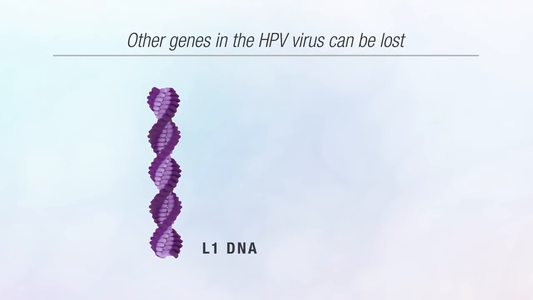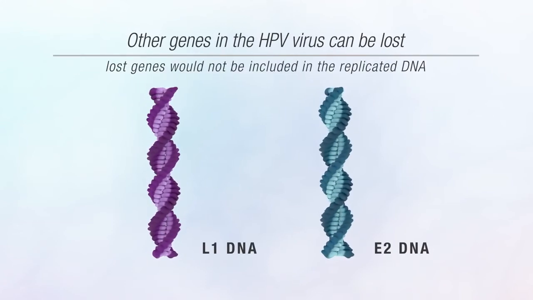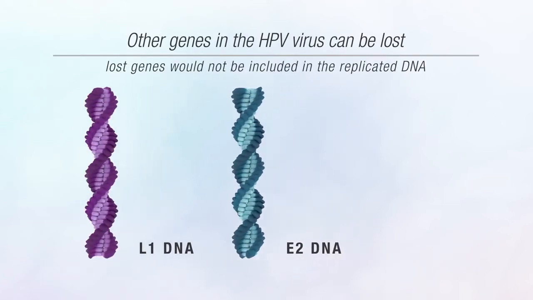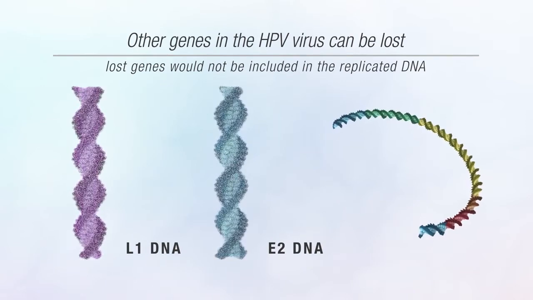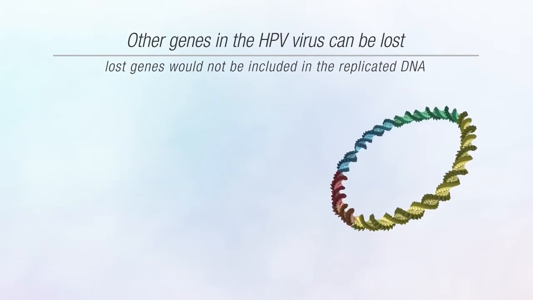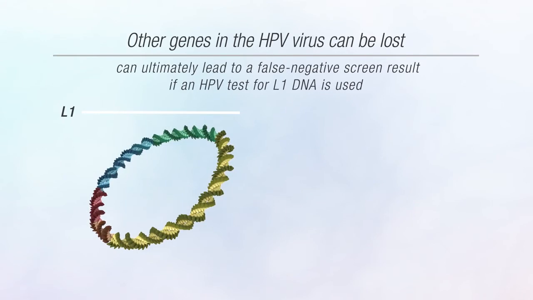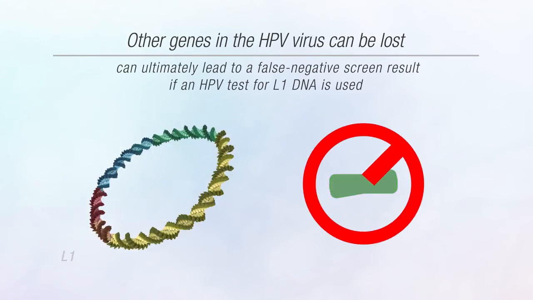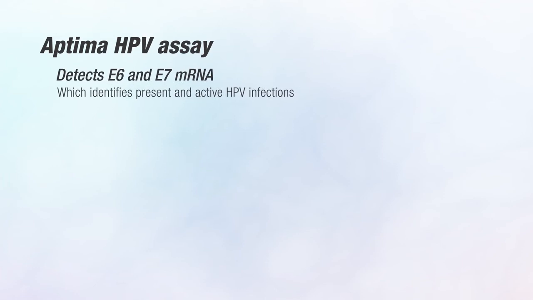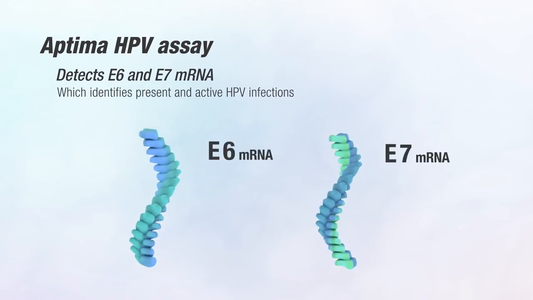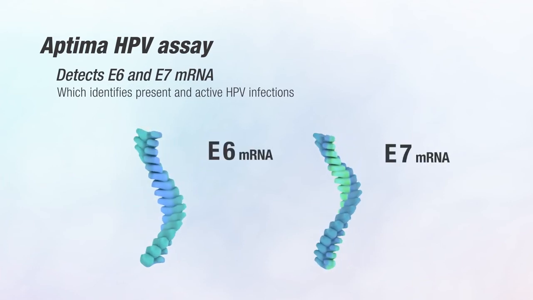Other genes in the HPV virus, such as L1 and E2, can be lost. If these genes are lost in the beginning of the replication process, they will not be included in the replicated viral DNA and can ultimately lead to a false negative screening result if an HPV test that detects L1 DNA is used. The Aptima HPV assay detects E6, E7 mRNA, which identifies present and active HPV infections.